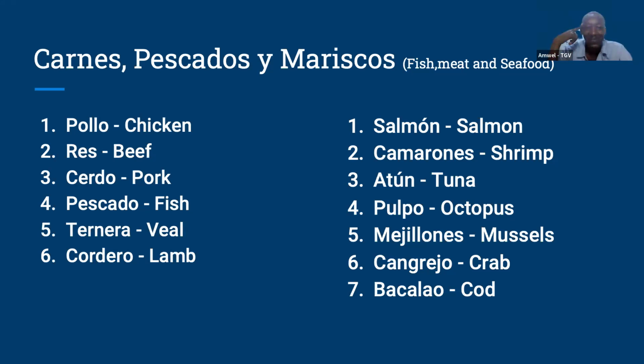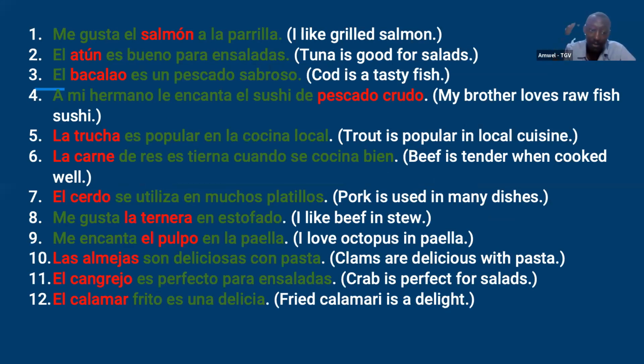So we look at a few examples. Me gusta el salmón a la parrilla. So I like grilled salmon. Then el atún es bueno para ensalada. Tuna is good for salad. Then la trucha es popular en la cocina local. Trout is popular in local cuisines.